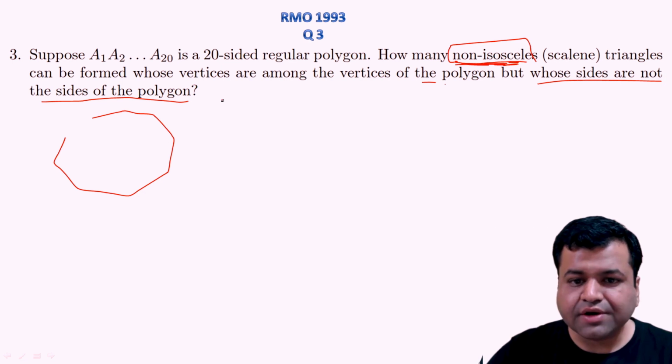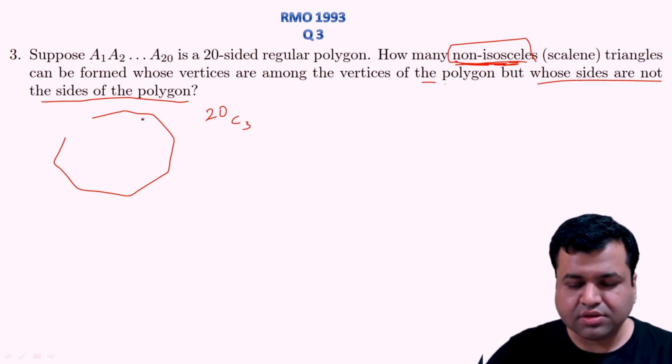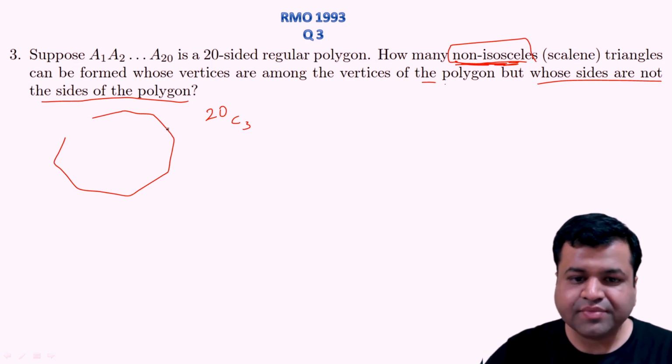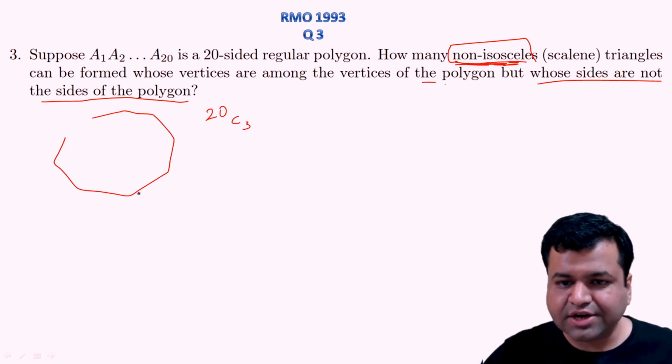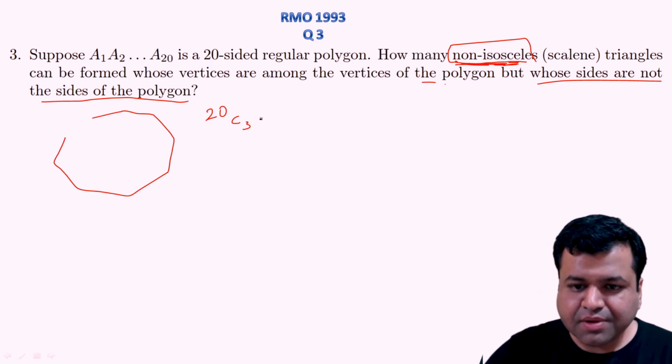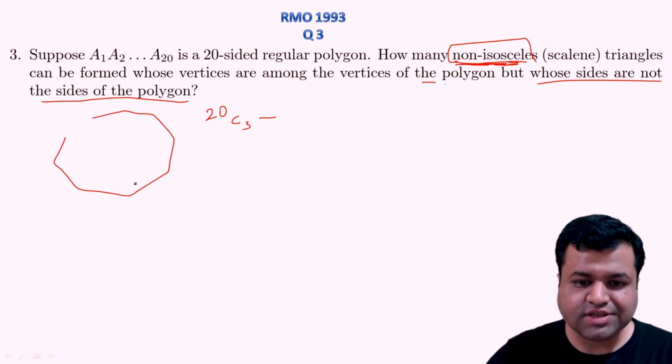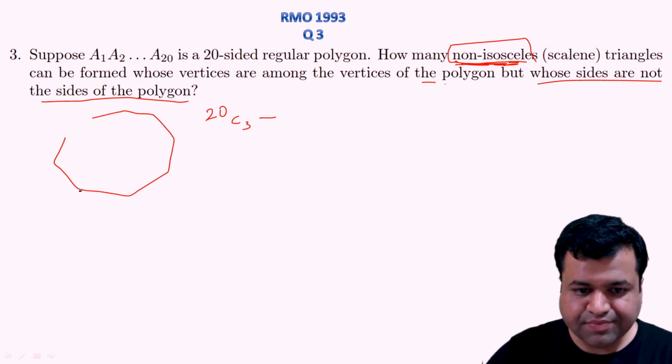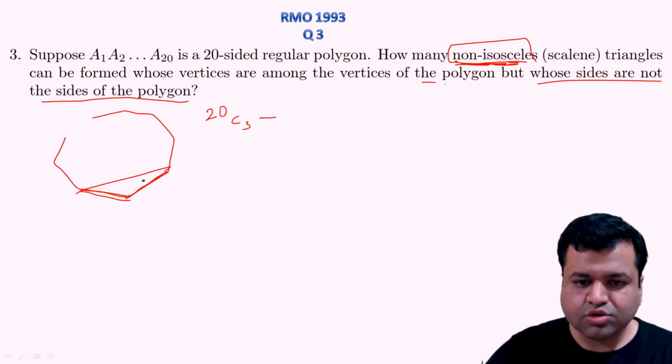So how many total triangles will there be? Total triangles will be 20C3, because there are 20 points on the regular polygon. But some of these triangles will have sides common with the regular polygon. Now we will subtract those triangles which have sides common, right? There can be basically two types of triangles. One triangle which will have two sides common, like this, right? So first of all, we will subtract these types of triangles, okay?